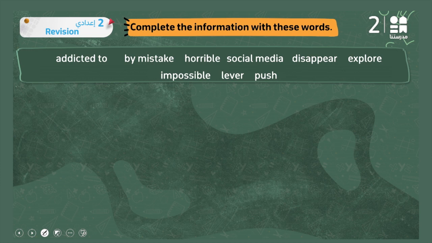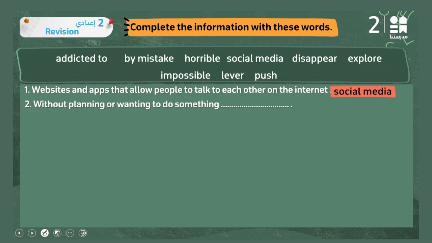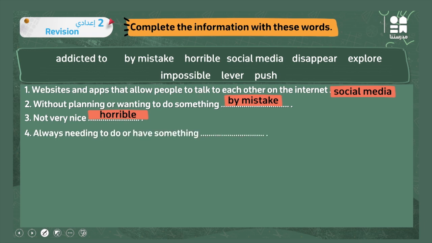So we have here some sentences like the following. Websites and apps that allow people to talk to each other on the internet. So these are called طبعا social media. Without planning or wanting to do something لما في حاجة ما كنتش مخطط لها. So this is what word? It's by mistake. حصلت by mistake يعني عن طريق الخطأ. Not very nice it means طبعا horrible. Always needing to do or have something. What's the suitable one?